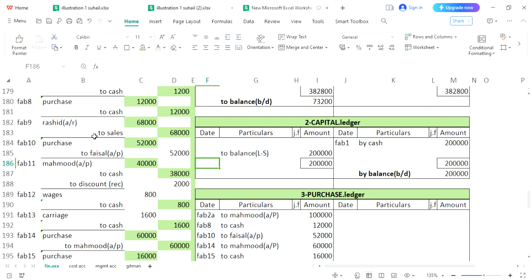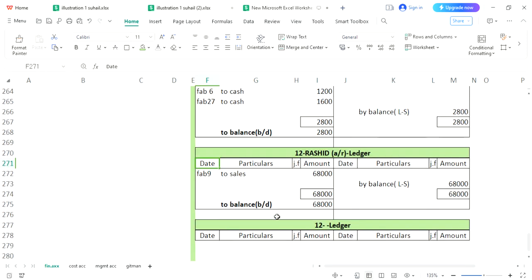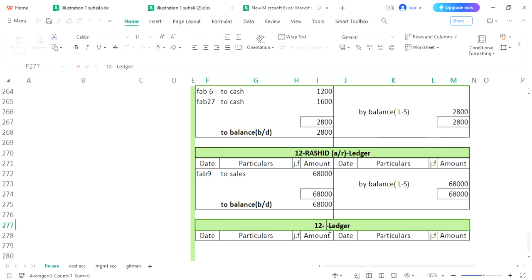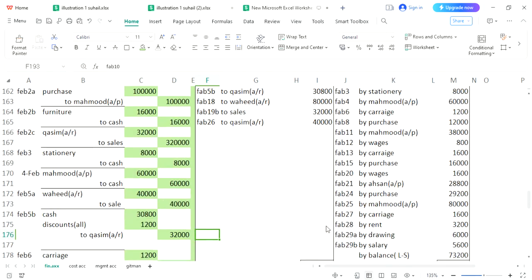So Rashid was here, and the next unmarked entry is for Faisal account payable. We have found our title, Faisal account payable. Now we are going to put our title, and since it was your account payable, we'll also be mentioning Faisal as account receivable. Let's go upward and search Faisal again.